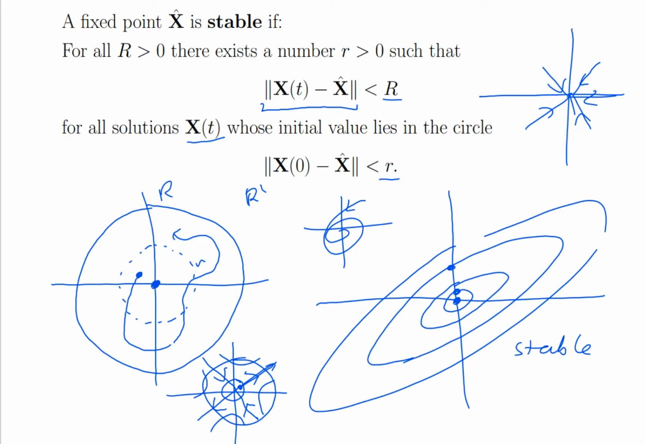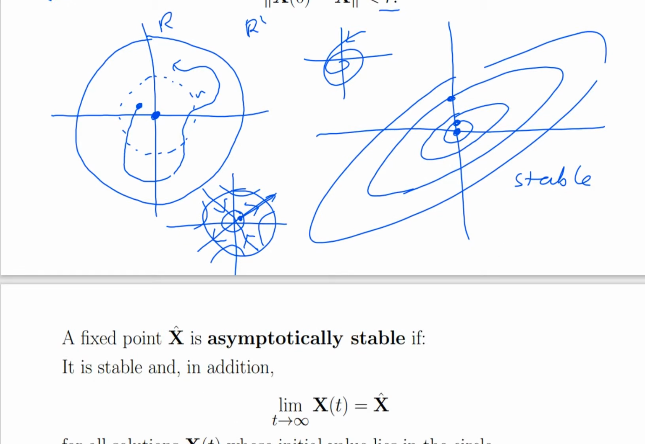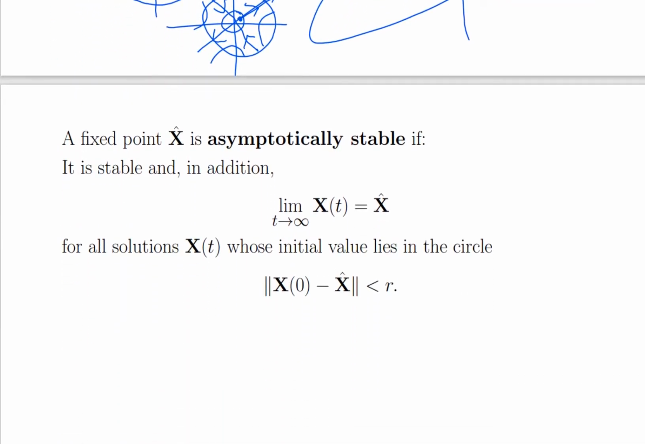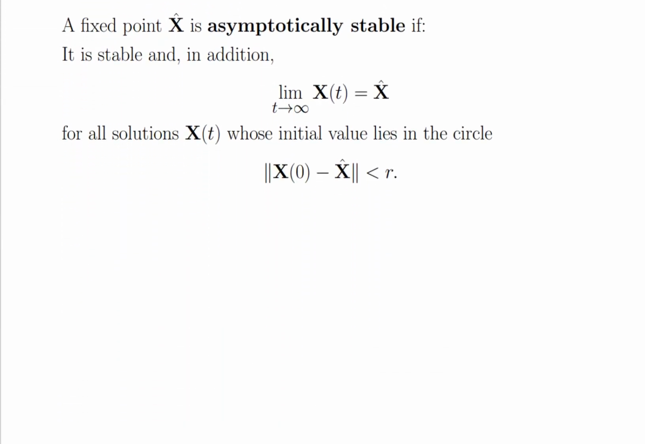It does take a little while of thought and looking at the examples and going over this to understand this somewhat technical definition. That's called a stable fixed point. If this does not hold, then the fixed point is unstable. Now there's another stronger kind of stability which says a fixed point is asymptotically stable if it is a stable fixed point and if in addition all orbits that start in the little circle tend to the fixed point as t tends to infinity.